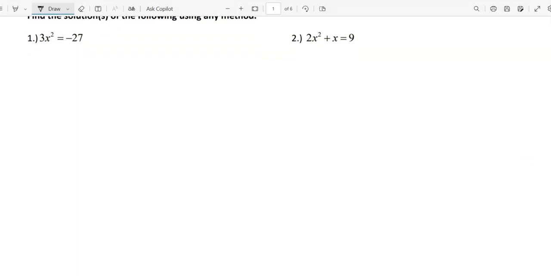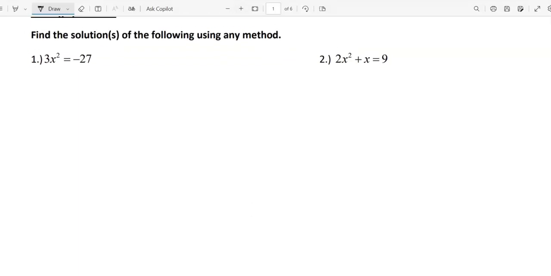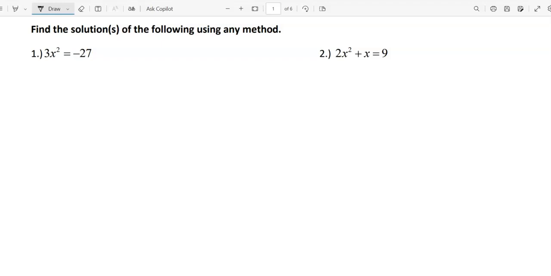How do you want to solve number 1? Add 27. Why are we going to add 27? To make it equal to 0. What's the point of getting it equal to 0? So you can factor it. Okay, let's add 27. So 3x squared plus 27 equals 0.